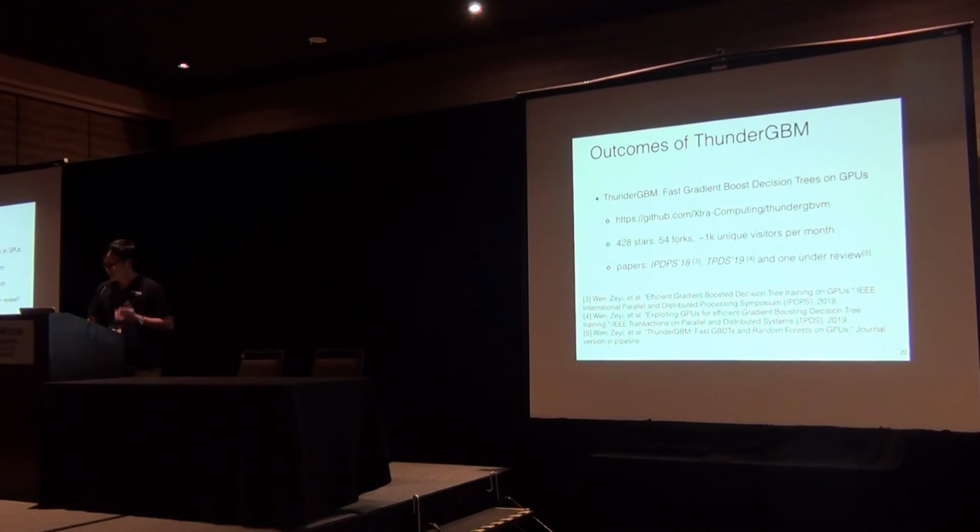These are some key outcomes of the ThunderGBDT project so far. It's also open source on GitHub. We have more than 400 stars and more than 50 forks. Every month we have around 1,000 unique visitors. Sorry, I think the URL is incorrect. It should be ThunderGBDT, not GVM. We have also published 2 papers, and another paper is currently under review.